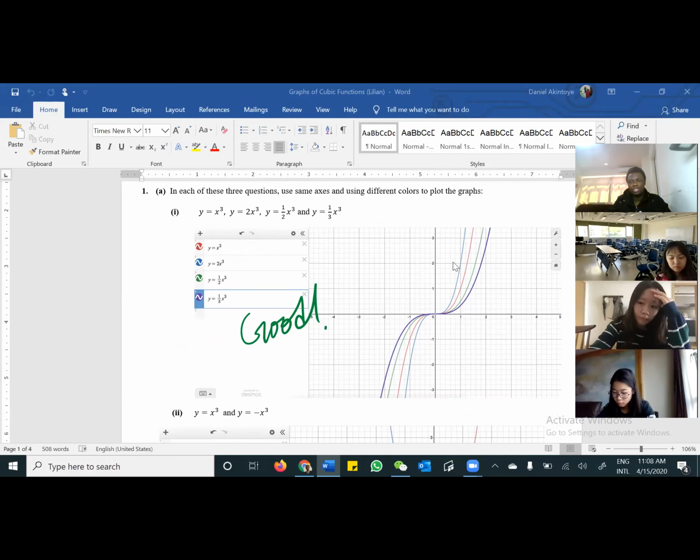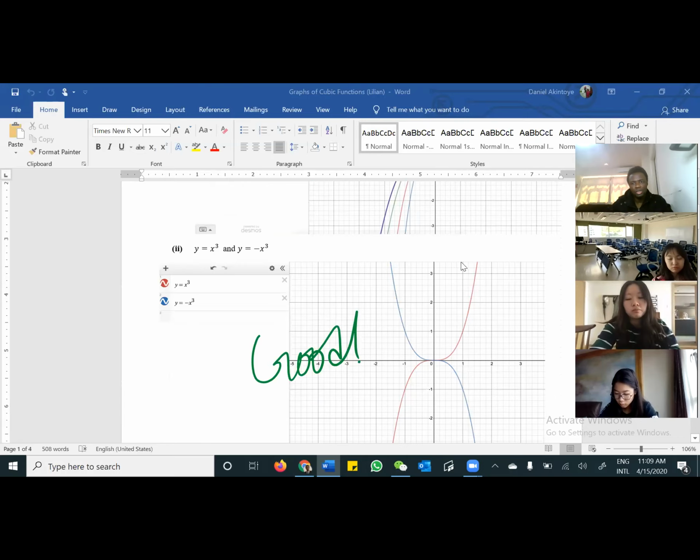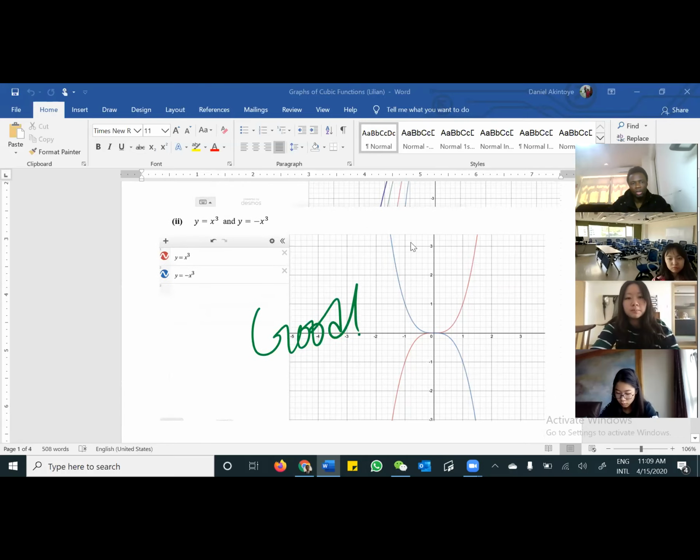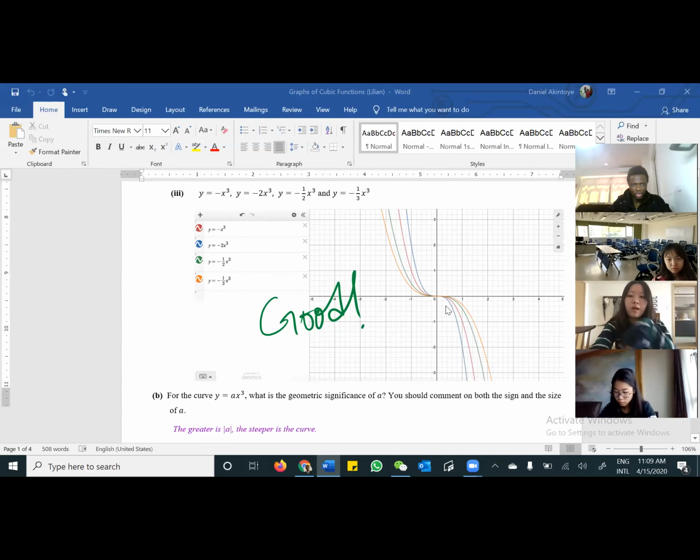Okay, so it becomes a kind of a narrow curve, compressed, okay, with the bigger numbers. And when this number is smaller, it becomes wider, okay? I'll look for a better word. And when you have positive, it's always in this form. And negative is just a reflection, okay? Positive and negative is just a reflection, which is what you will notice here too.